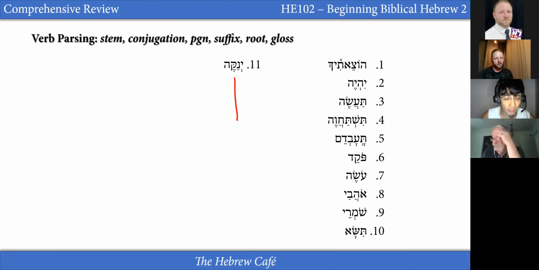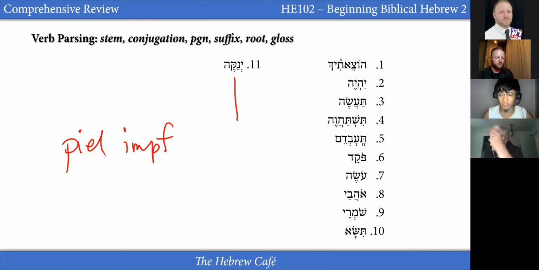PL. And then imperfect. Why is it imperfect? Because of the prefix yod. Okay, prefix yod. And then PGN: third person masculine singular. And then suffix none. Root.